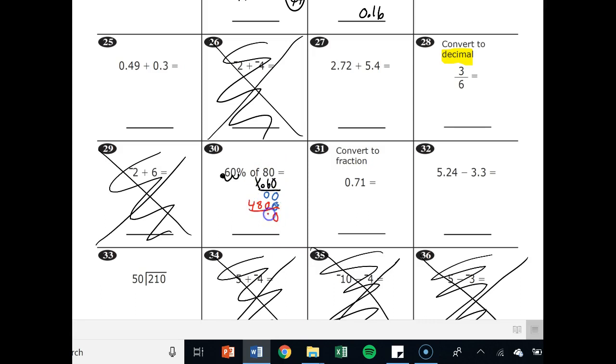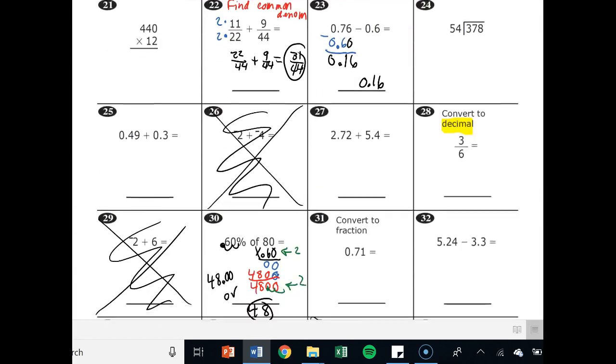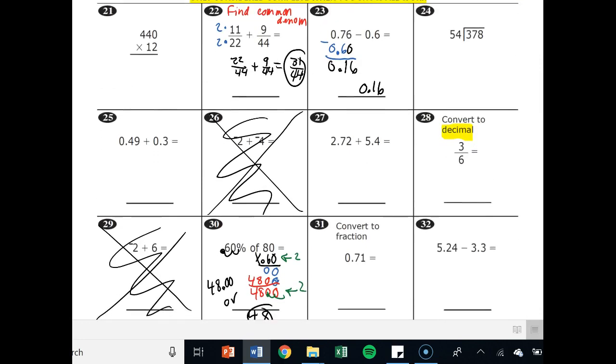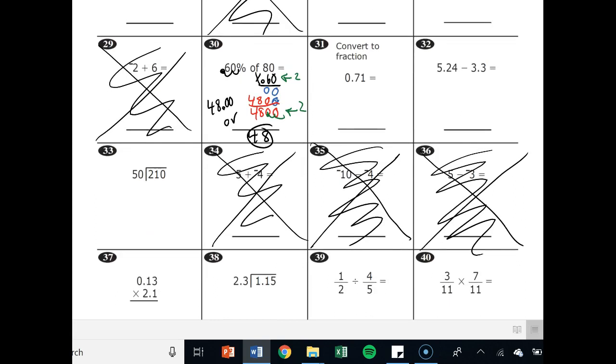So it looks like your answer is crazy, right? 4,800. But remember, you had 2 decimals. So you need to swoop twice. 1, 2. So your answer is really 48.00 or just 48, right? 48.00 or 48. Either one of those is the answer. Number 31 is just like the problem number 14 on the front, so you can figure that out. Number 32 is a decimal problem, so it's like 23. You can figure out. Make sure you line up your decimals. 23 will do.